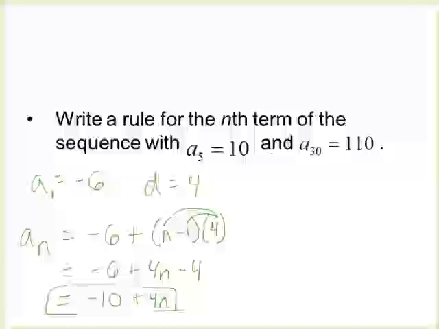And you can always double check your final rule with the original starting points and make sure that it works out okay. Especially the point that I didn't use here. If I plug in 30, I would have 4 times 30 is 120 minus 10 is 110, and we can see that it does work out to give us the correct value.